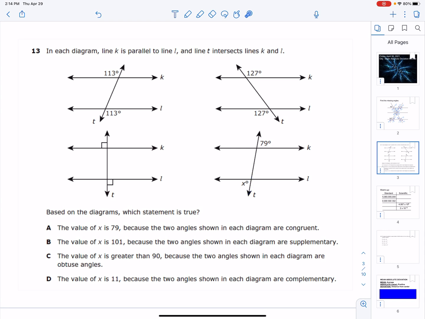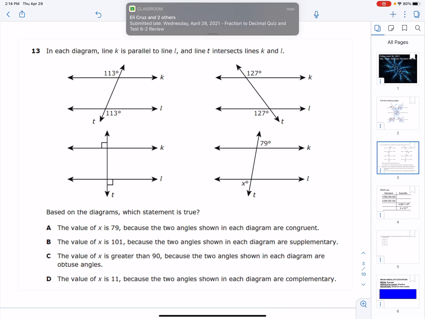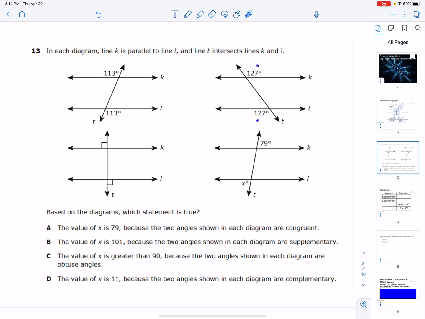Okay, so if you look at these particular examples, what we want to get to is, what is the measure of angle X? Well, we know angle 113, that angle right there, and this angle right here are the same. Those are what we call alternate exterior angles. So this one's on the left side of the transversal. This one's on the right side, so that makes them alternate, and they are what we call exterior angles. These two right here are the same thing. The 127s are alternate exteriors, and they're congruent. This 90 and this 90 are congruent.